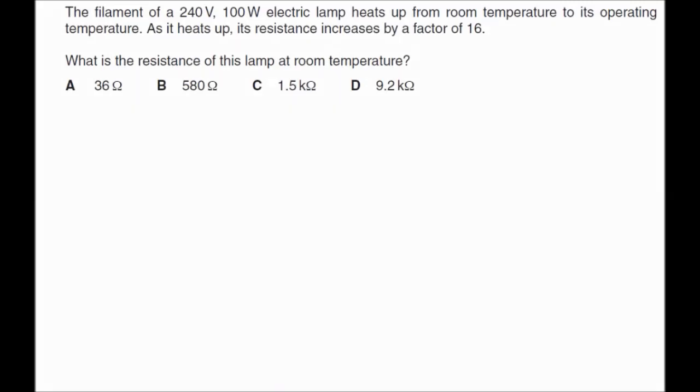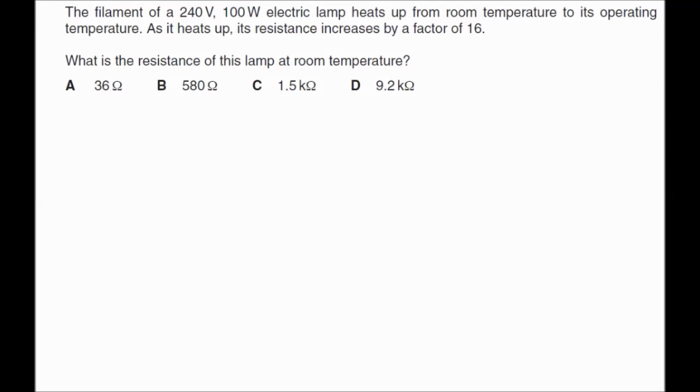A filament of a 240 volt 100 watt electrical lamp heats up from room temperature to its operating temperature. As it heats up, its resistance increases by a factor of 16. What was the resistance of the lamp at room temperature?